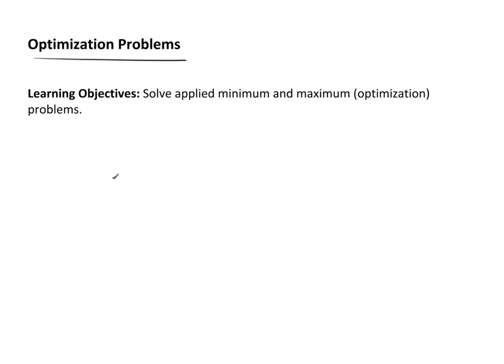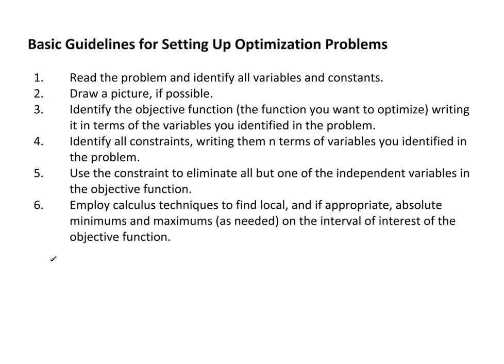So, in terms of learning objectives, what you want to do is simply solve applied minimum and maximum problems, which are referred to as optimization types of problems. Now, before we actually get into an example, let's just talk briefly about some basic guidelines to set up optimization problems. If you follow these basic steps, then doing the problem is typically a lot easier. So first thing, I want to read the problem and identify all of the variables and all of the constants that I need to be working with.